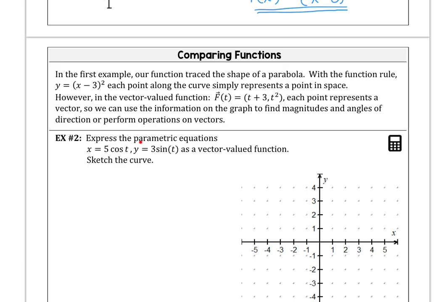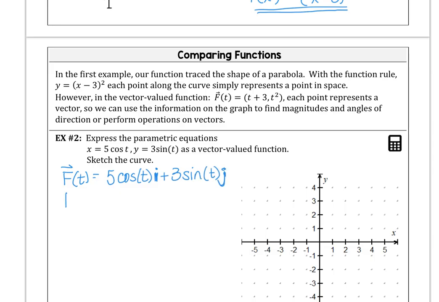For example 2, we want to express the parametric equations x equals 5 cosine t, y equals 3 sine t as a vector valued function, and then sketch the curve. You can check it with your calculator. Following the rules that were given to us, the vector valued function, if I call it f of t, vector valued, it's going to be 5 cosine t in the i direction and 3 sine t in the j direction.